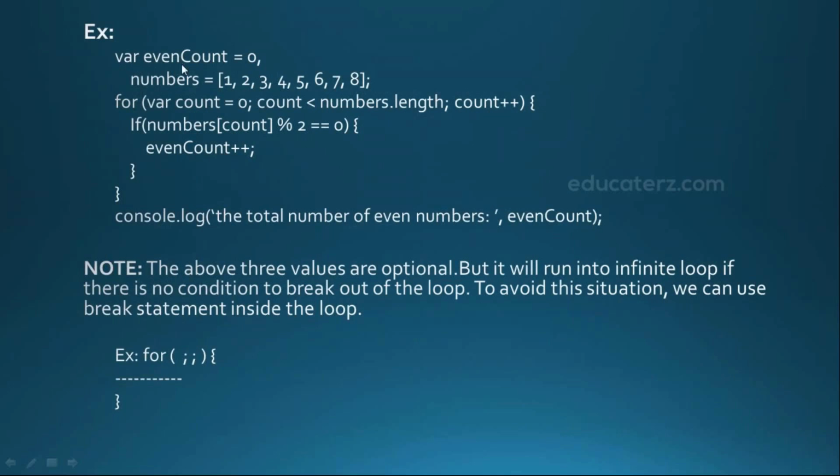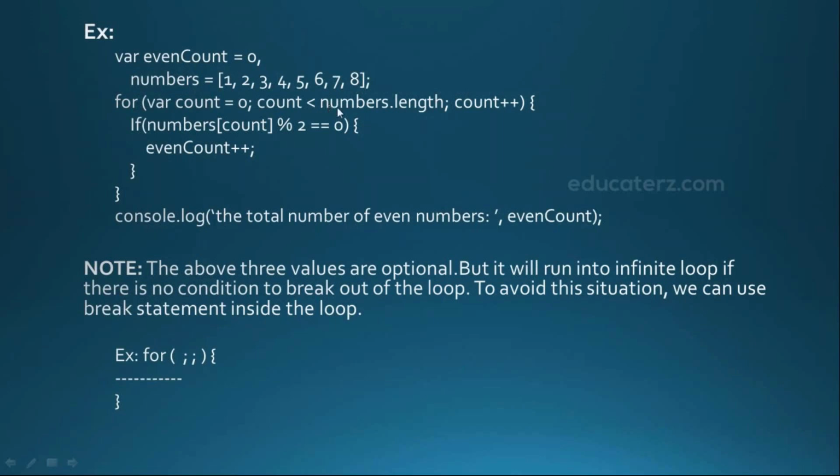Here in this example, I declared 2 variables. One is evenCount with the value of 0, and another is numbers, which is an array of 8 elements. I want to know how many even numbers are there in this array. To check that, I declared a for loop which will start from 0, as array indexing starts from 0. I initialized the for loop with 0, and then I am saying the count should be less than numbers.length. This means my count value should always be less than numbers.length.